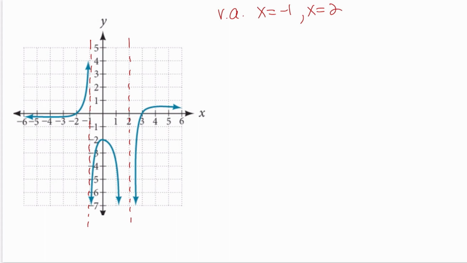And if you remember, as I start to set up my function f of x, it's going to be a rational function, which means that it's going to look like a fraction with a numerator and denominator. The denominator is where I'm going to put my vertical asymptotes. If I have x is equal to negative 1, I'm going to write the factor as x plus 1. And then for x is equal to 2, I'm going to write x minus 2.